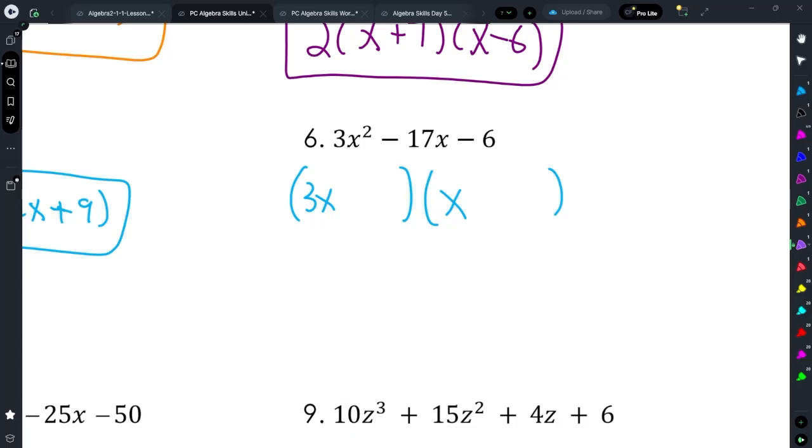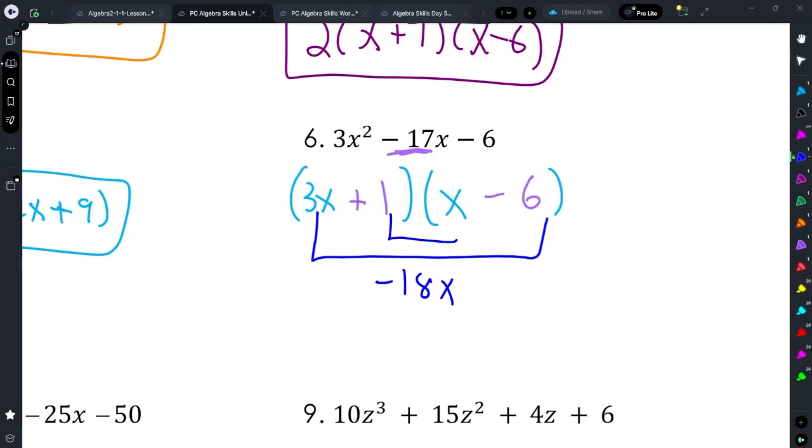And I noticed that we need the last two numbers to multiply to negative 6, but when I add the middle terms, it needs to be negative 17, so a big number. So what I'm going to do is put negative 6 here and positive 1 there, because looking ahead, when I do my check, this right here gives us negative 18x, and that's almost negative 17. This gives us 1x, and when I add 1x to negative 18x, I get negative 17x. So this is my factored form.